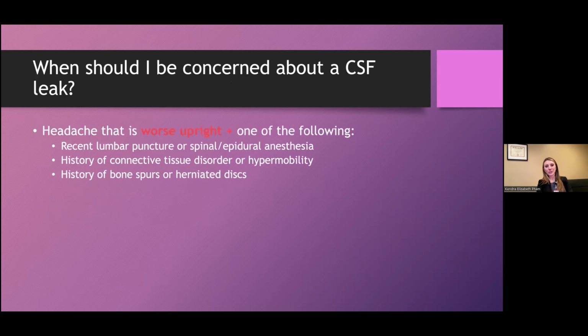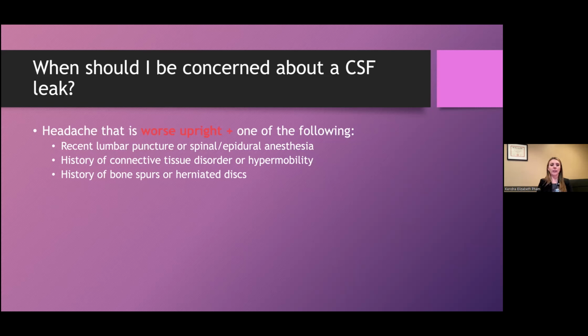So the question: when should I be concerned about a CSF leak? The times where I would typically be concerned is if there is this orthostatic headache, this truly orthostatic headache that's not just temporary, but really durable. Every time you're up, it's bad. Every time you're flat, it's gone or almost gone. So that kind of headache.